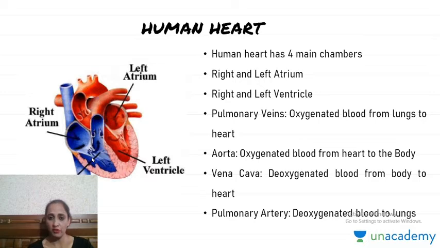First of all, understand that the human heart is a muscular structure. It has 4 chambers. So again, it's very important to understand this. This is the one on your right hand side. They have named them left atrium, left ventricle, and in the same way, right atrium and right ventricle.